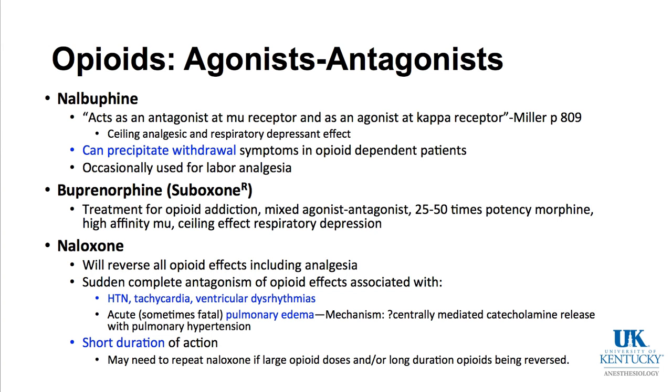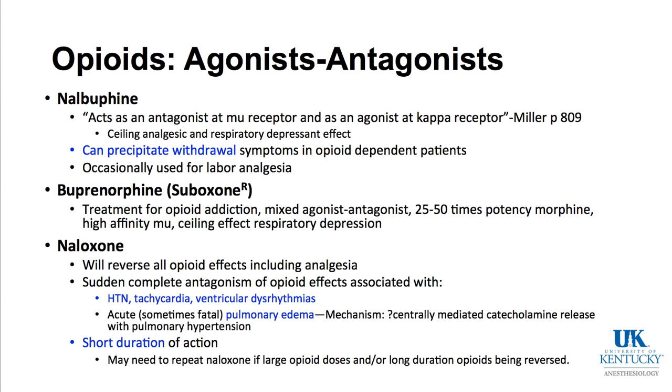Buprenorphine or Suboxone is used to treat opioid addicted patients and maintain them. It has both agonist and antagonist activity, is quite potent, 25 to 50 times the potency of morphine, has a high affinity for the mu receptor, and does have a ceiling effect on its respiratory depression. Naloxone is an antagonist of the mu receptor and will reverse all opioid effects, including analgesia.